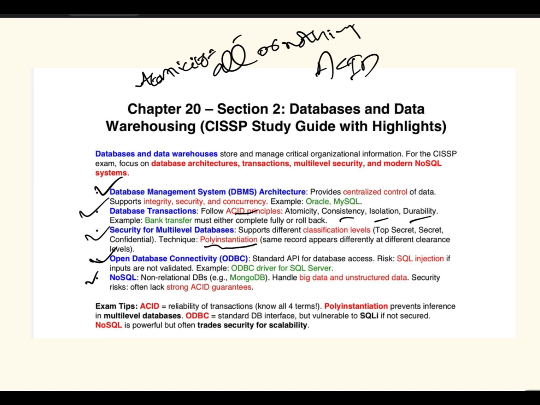Exam tips: ACID is atomicity, consistency, isolation, durability. Polyinstantiation prevents inference in multi-level databases. ODBC carries a risk of SQL injection if input is not validated. NoSQL offers great scalability but trades off strong security controls.